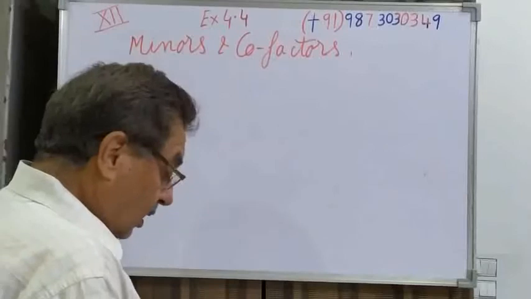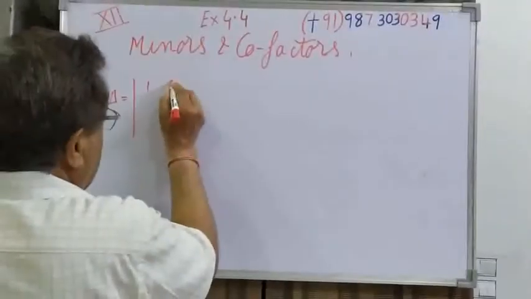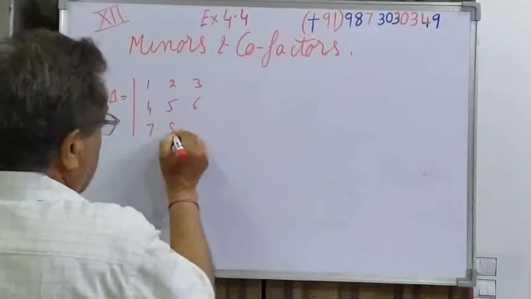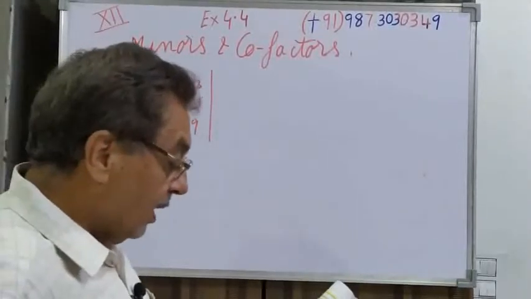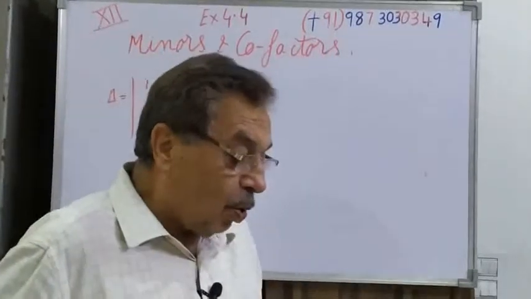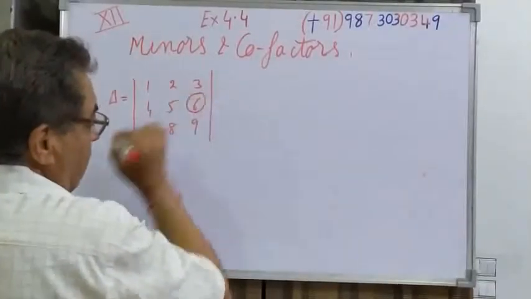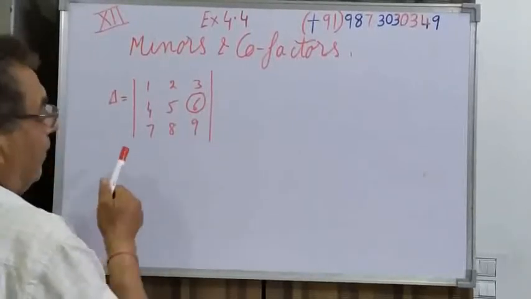Now one of the determinants is 1, 2, 3, 4, 5, 6. So this is a determinant. Now what is being said? Find the cofactor of the element 6. So we want the cofactor of this 6. Then we'll see where it lies.